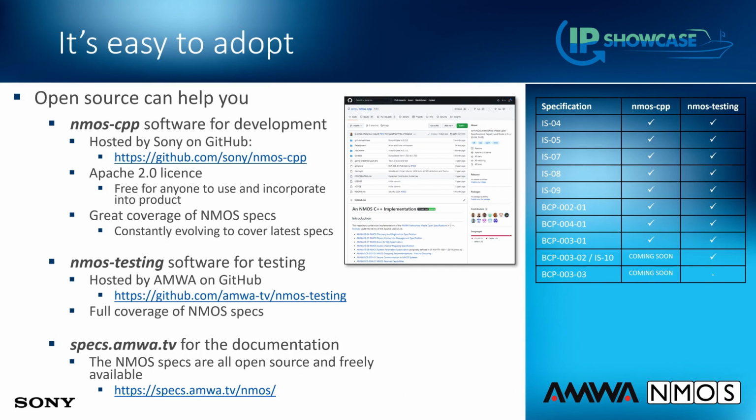So you can see we've got very good coverage for all the appropriate ones there that are actually using any kind of API interaction. And finally, the specs themselves, they're not behind a paywall. They're also open source. They're available on AMWA GitHub as well. And also there's a rendered specs page here, specs.amwa.tv, where you can find all those specs. So that's where we're at the moment, where we've been until recently.